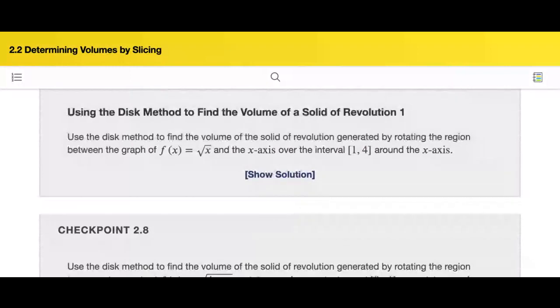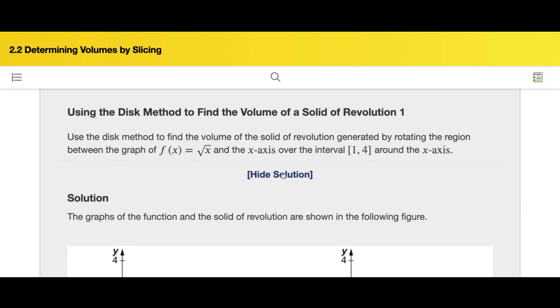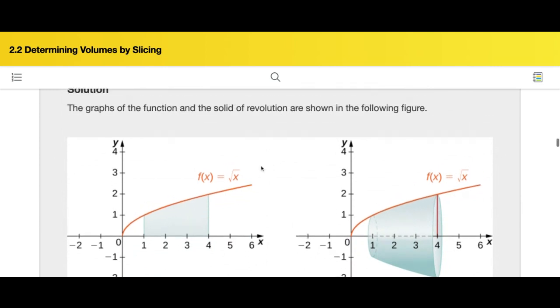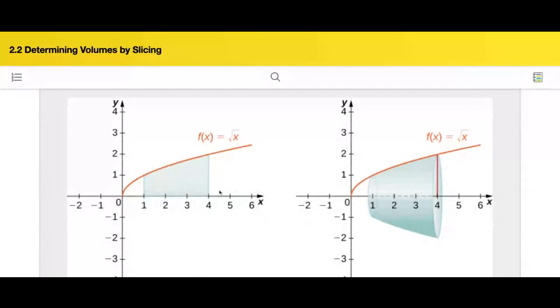So let's see this example. Using the disk method to find the volume of the solid of revolution: rotating the region between the graph of f of x equals square root of x and the x-axis, over the interval 1 to 4, around the x-axis. Okay, let's see. So square root of x is this graph, right? Because the domain is 0 to infinity, we just get this graph. From 1 to 4, we get this region.